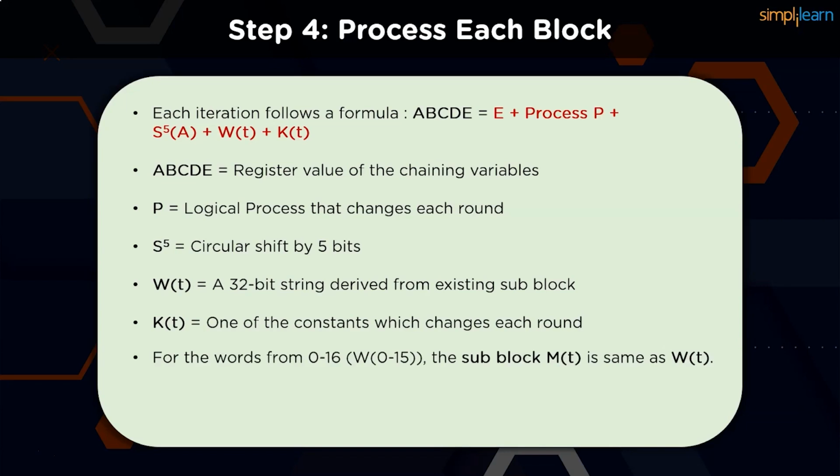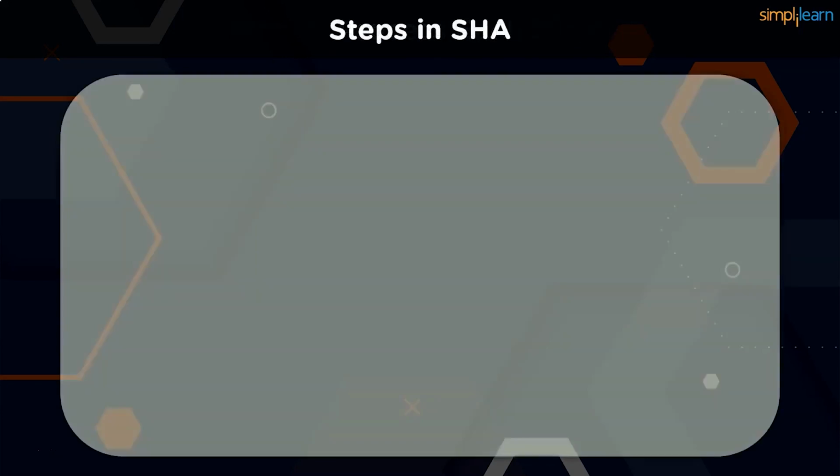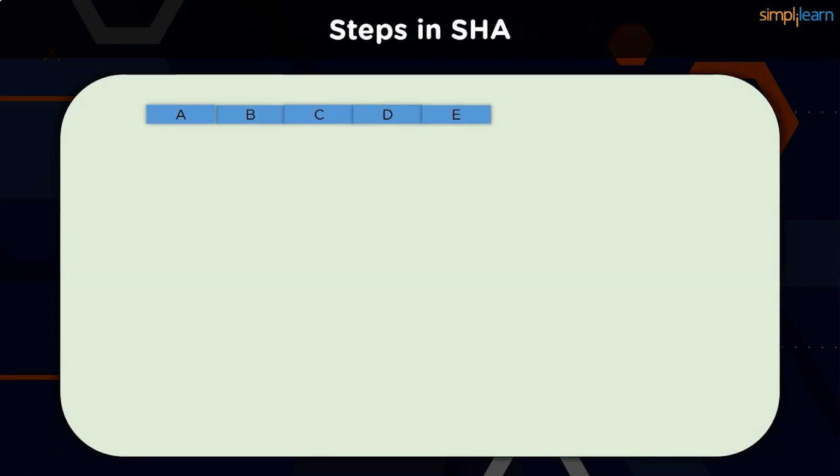For the values of WT, the first 16 values are the same as that of the subblocks, so there is no extra calculation needed. For the next 64 elements, the value of WT can be calculated as shown in the formula here. To better understand this, let's take a look at how each of this goes in a sequential process.